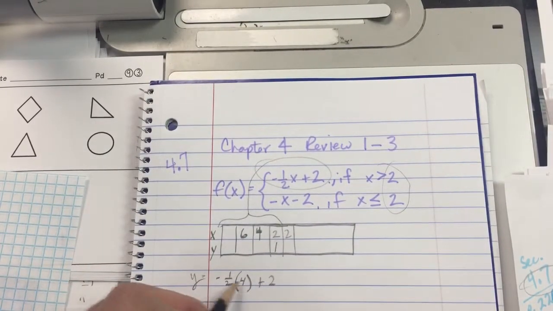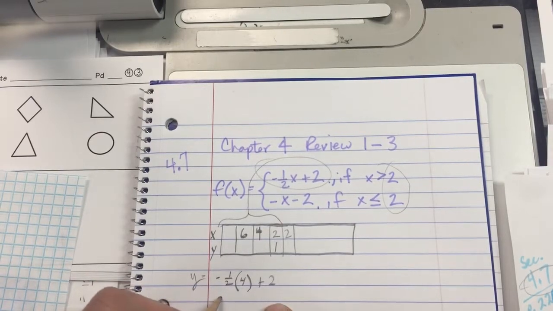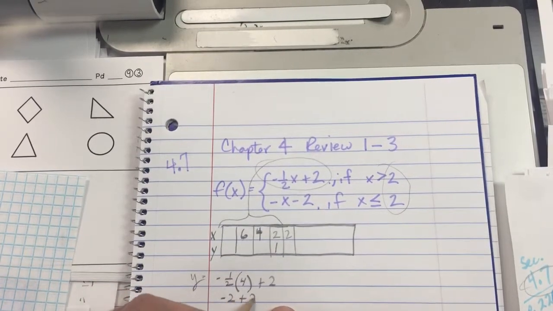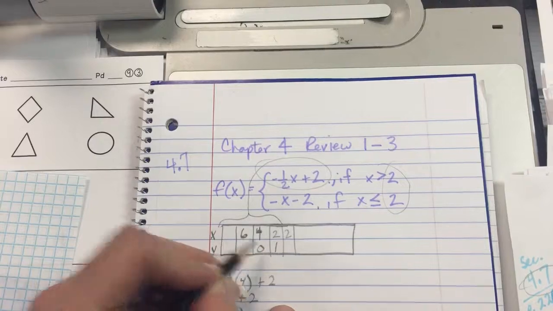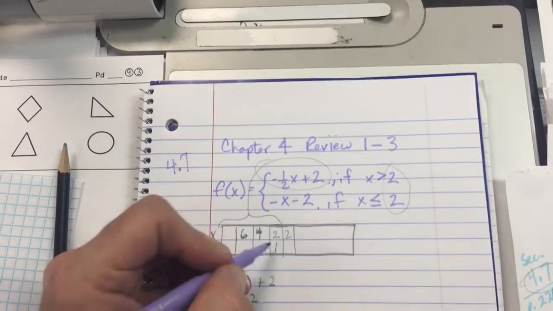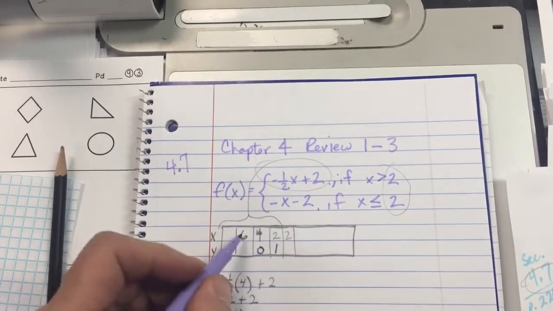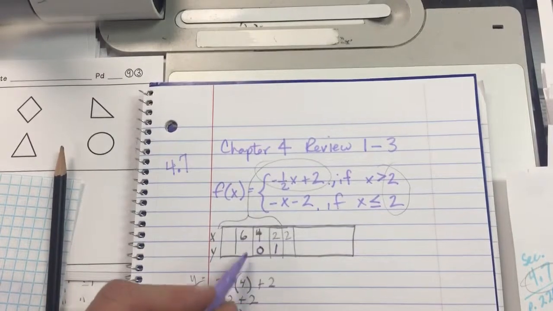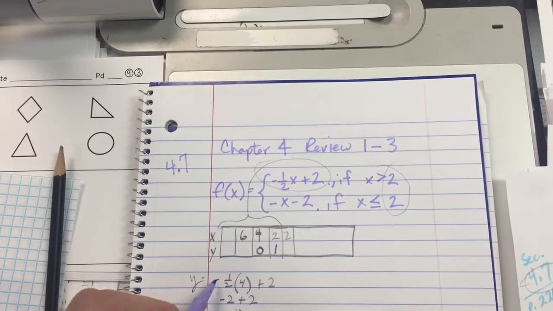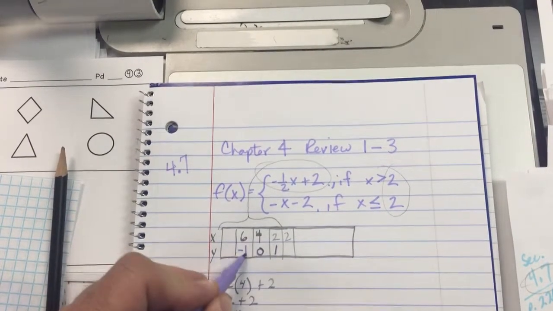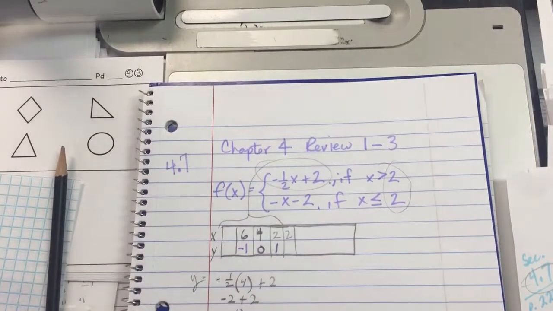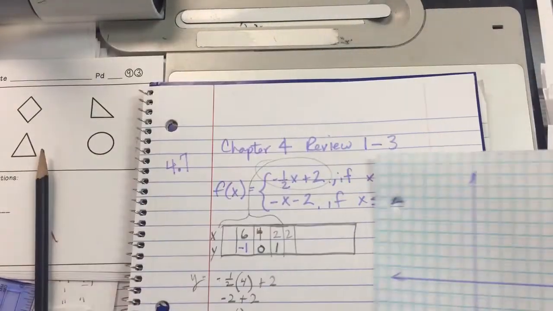Half of 4 is 2. Since this is a negative half, it's going to be negative 2 plus 2. That's going to be 0. So my new point is 4, 0. And if I put 6 in there for x, half of 6 is 3, so that's negative 3 plus 2. That's a negative 1. So I can graph these 3.